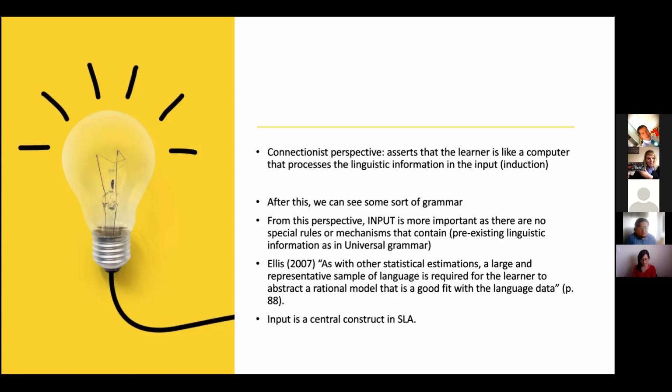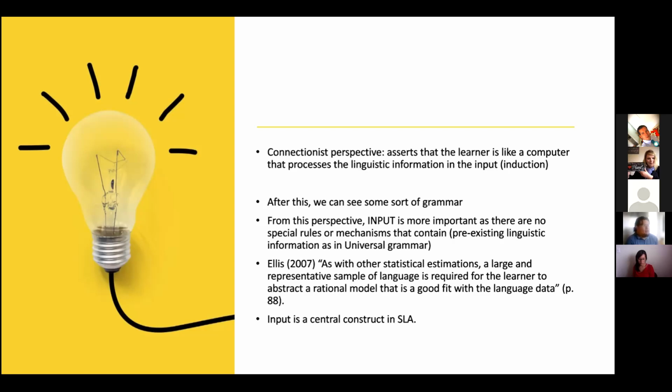Representative meaning the input should have the target language that we need them to assimilate. Okay, so a large and representative sample of language is required for the learner to abstract a rational model that is a good fit with the language data. Okay, so basically in second language acquisition, it is crucial to give them input. Input is a central construct in second language acquisition.